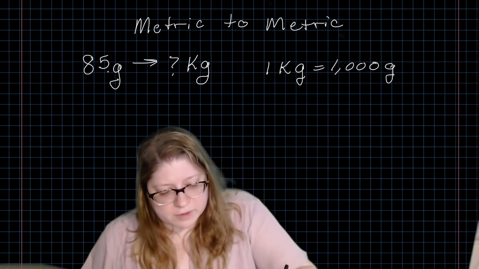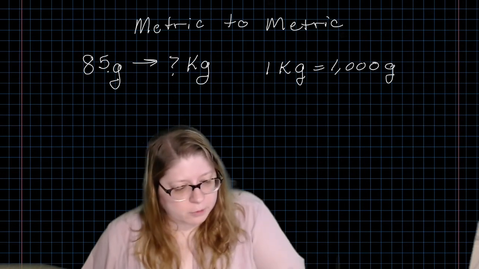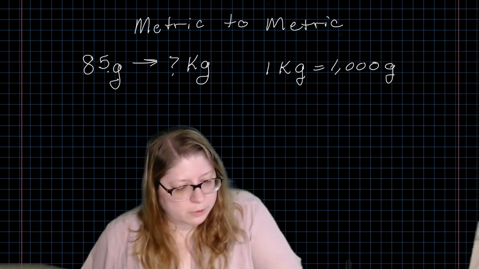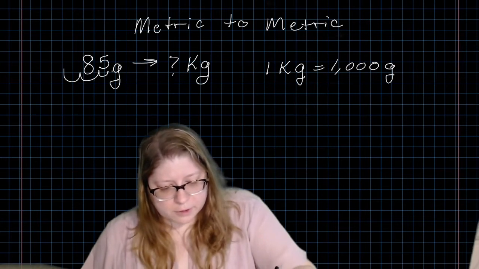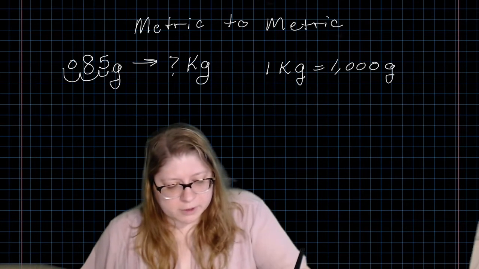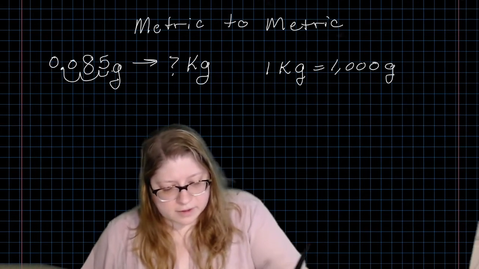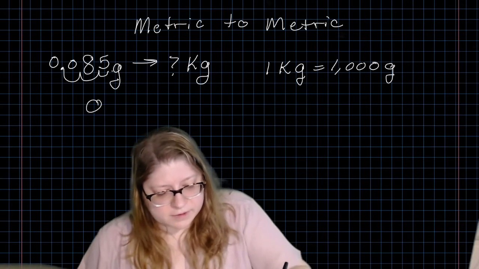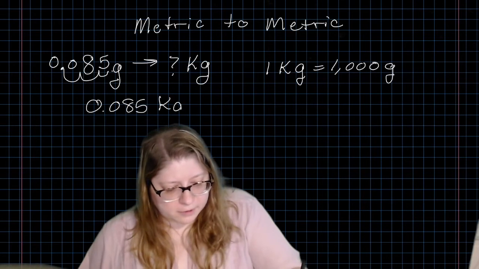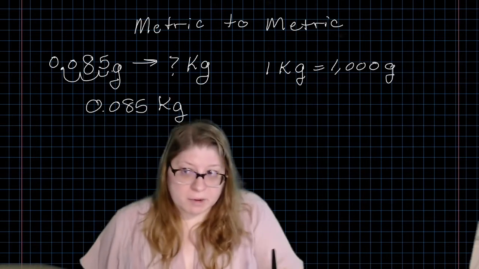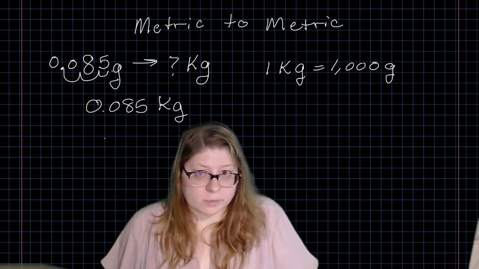So when we go from grams to kilograms, we want a smaller number. So we're going to move that decimal point from here behind the 8.5, and we're going to move it 1, 2, 3 places. We'll put in a 0 there to fill it in. We'll make that a decimal point. So then that gives us 0.085 kilograms as our answer. Remember that you always need the unit.